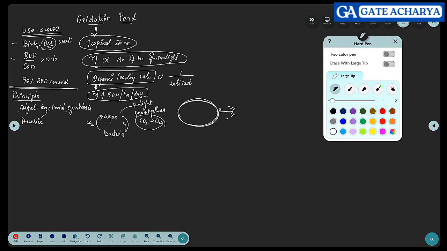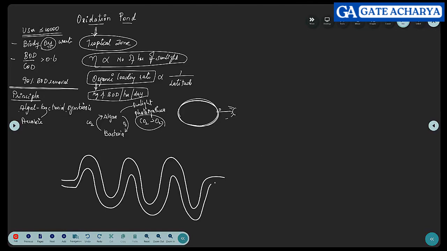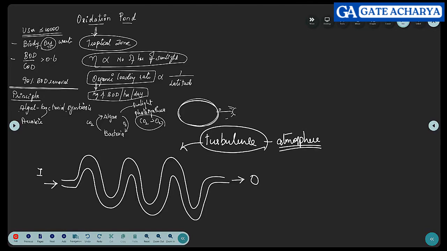The typical oxidation pond. Okay, it is an earthen embankment, which is in a zigzag pattern. Okay, inlet, outlet. Because of this zigzag pattern, we are inducing turbulence to the water. So the water will be getting exposed to the atmosphere. So that is why algae will be getting oxygen, bacteria will be getting oxygen, algae will be getting carbon dioxide. All this happens. Okay, fine.